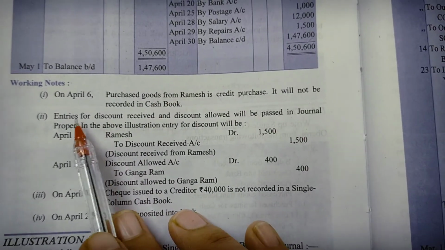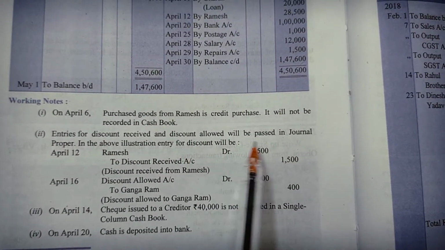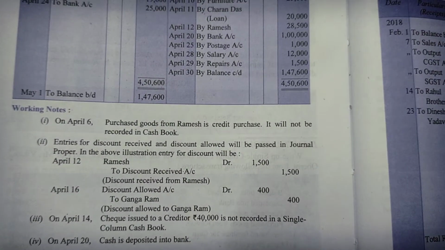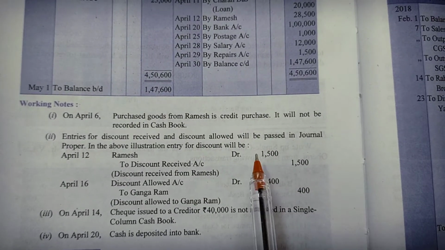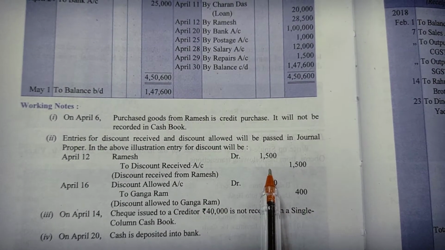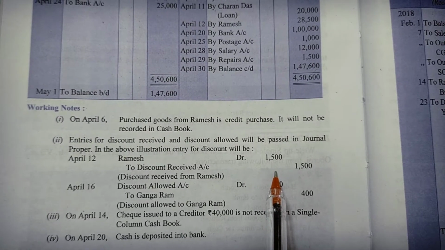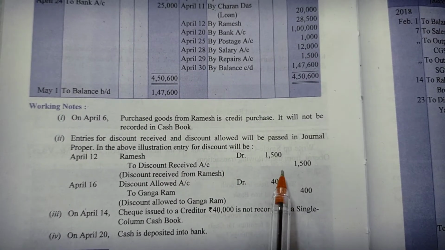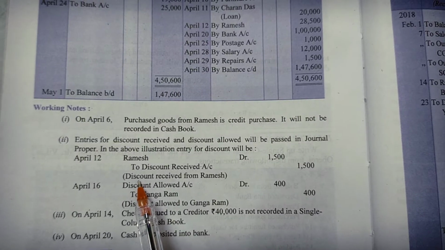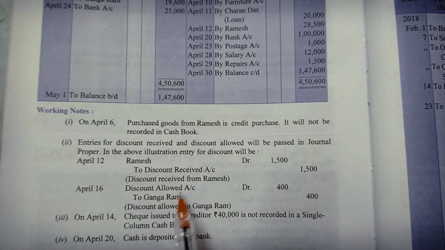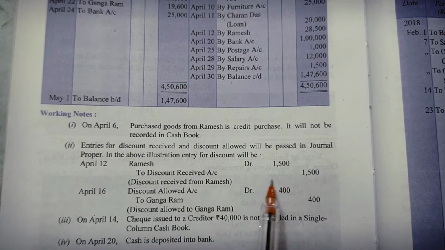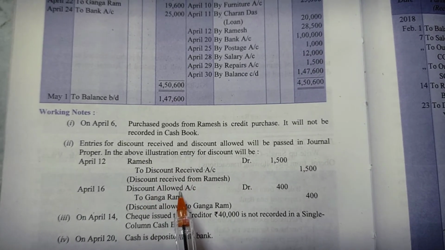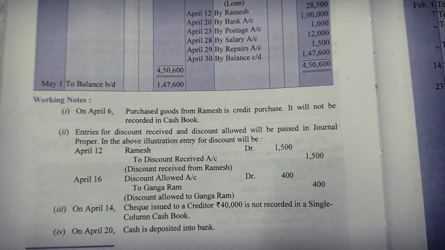Moving to the second point, entries for discount received and discount allowed will be passed in journal proper. You have to show how much amount is being offered as discount if it is mentioned in the question. The amount of 1,500 was mentioned in the question, that it was the amount received from Ramesh in the name of discount. So we will do an entry, Ramesh account debit to discount received, as I have told you in the theory part also. So on April 16 discount is allowed to Gangaram also. The discount of 400 that was given to him, we will pass the entry for that also. The entries of discount received and discount allowed we have to show clearly in the working note.